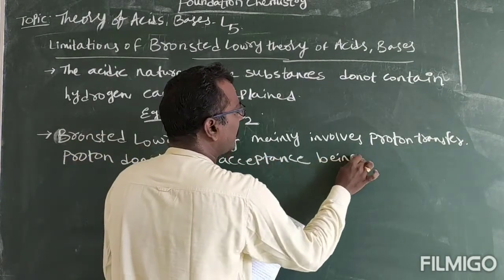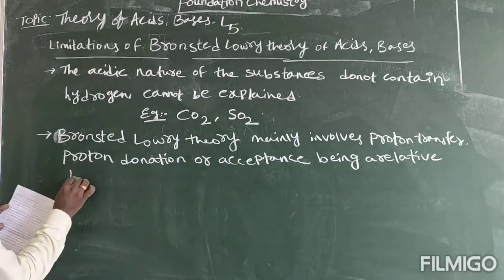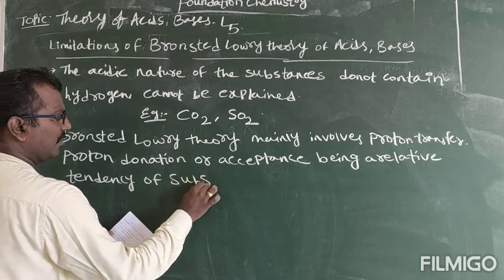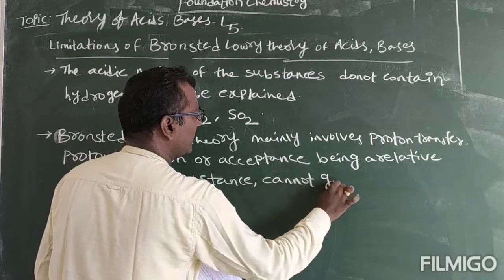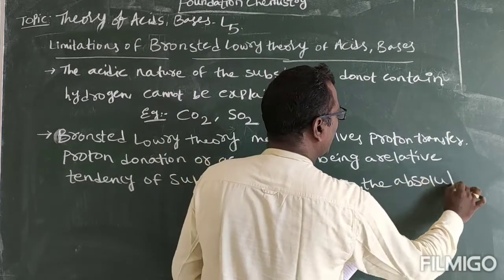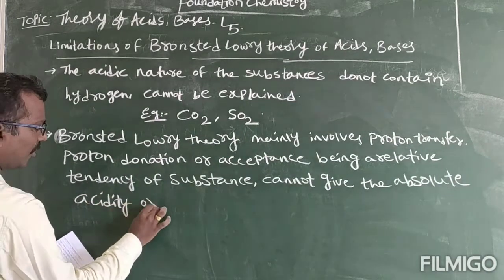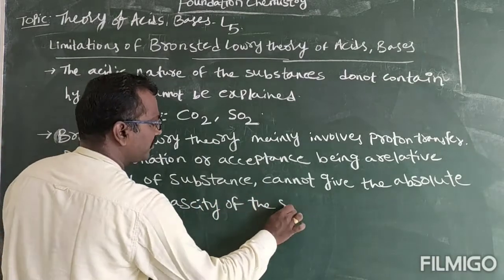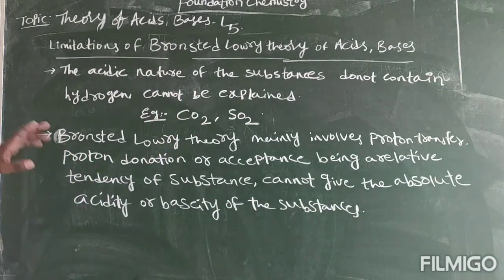being a relative tendency of a substance cannot give the absolute acidity or basicity of the substance. So these are the limitations of Bronsted-Lowry theory.